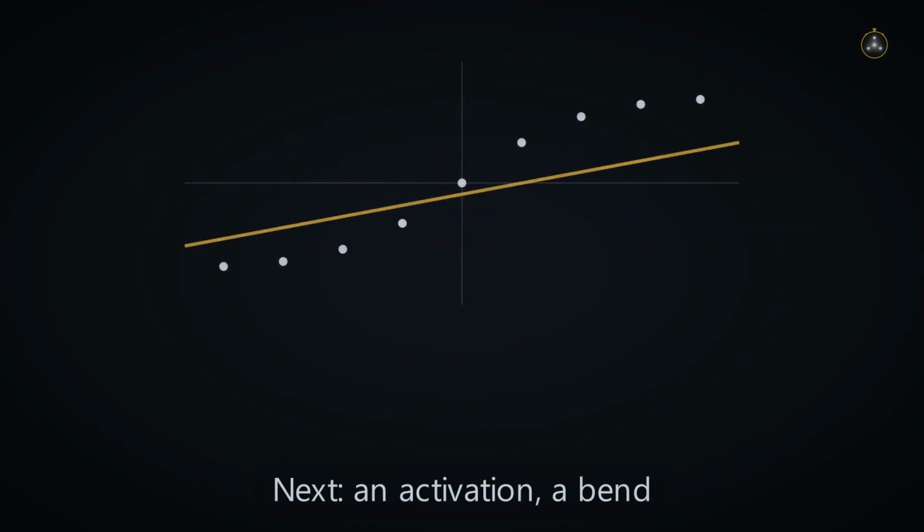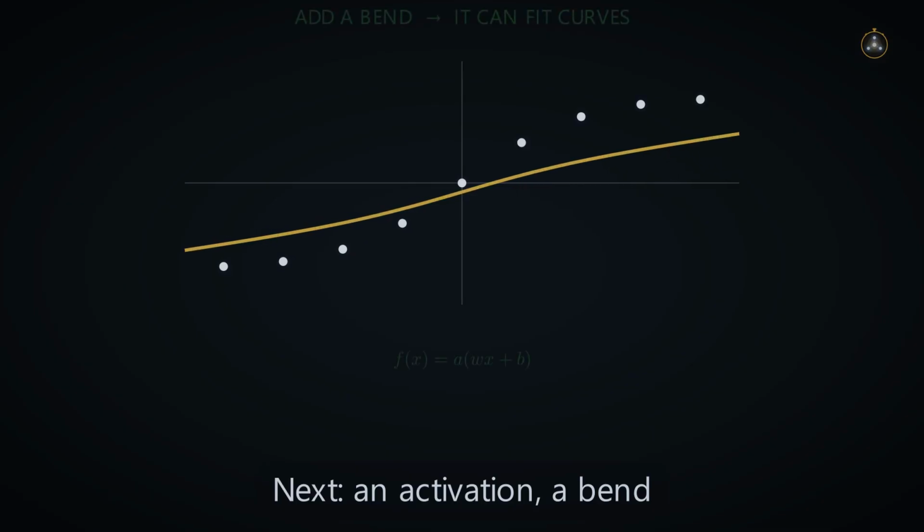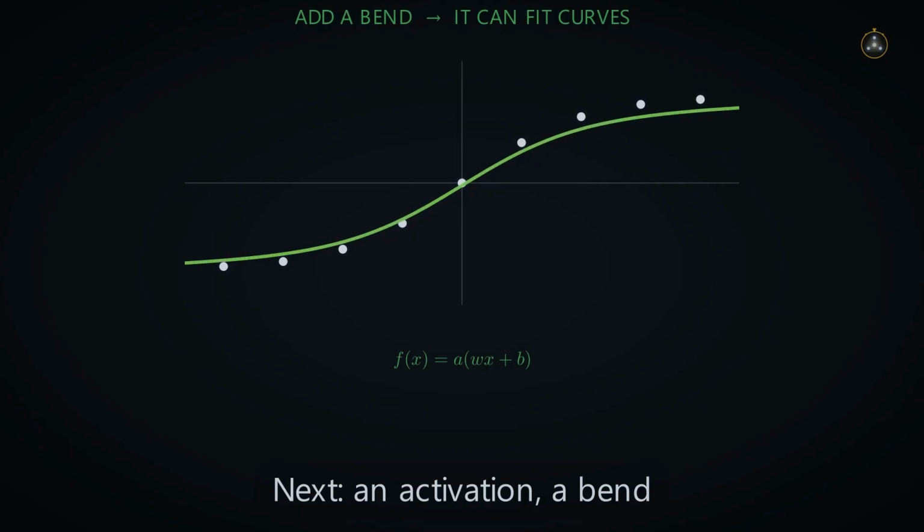The real world curves, and a straight line can never follow it. The fix is one small thing after each neuron, an activation, a bend. Add it, and the very same network can fit almost any shape. That bend is where we begin next time.